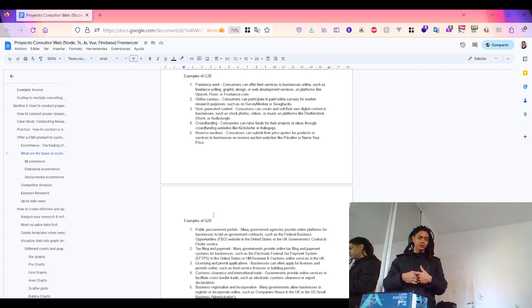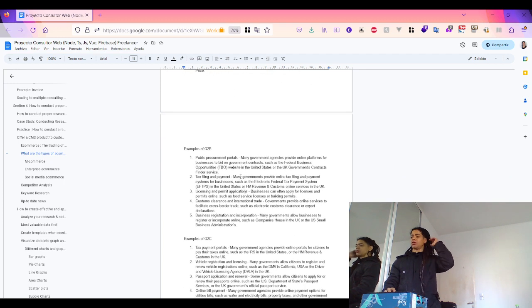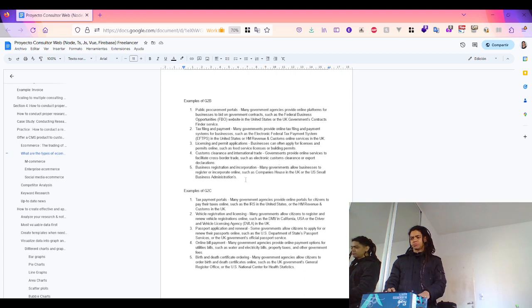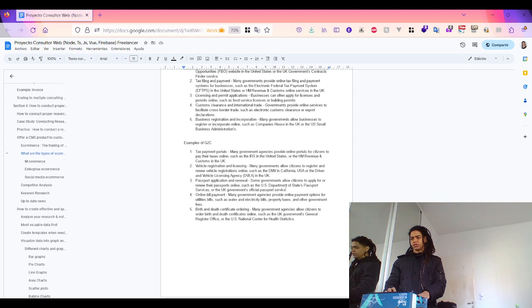Passport applications, for example, the U.S. Department of State's Passport Service, or the General Register Office in the UK. Birth and death certificate ordering.